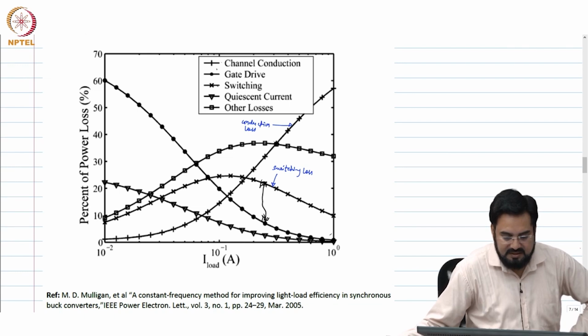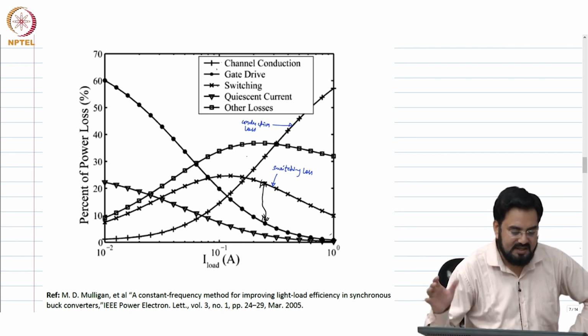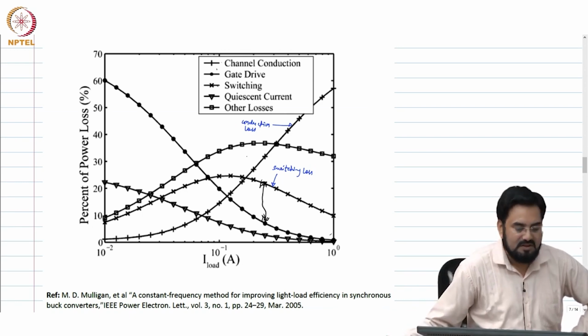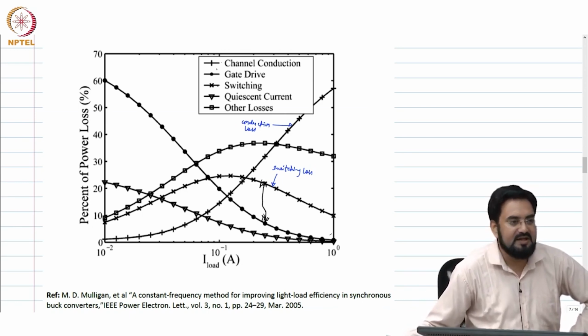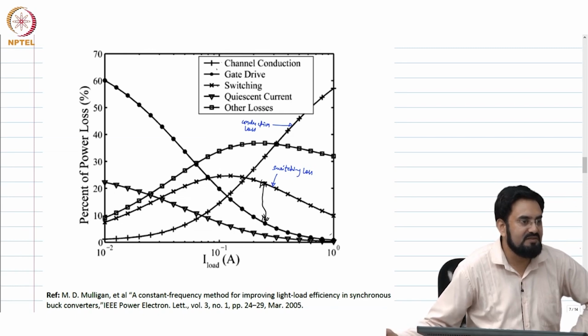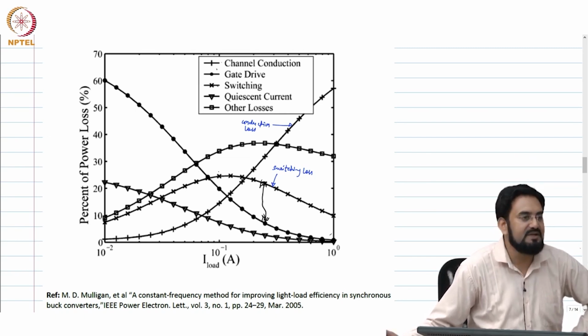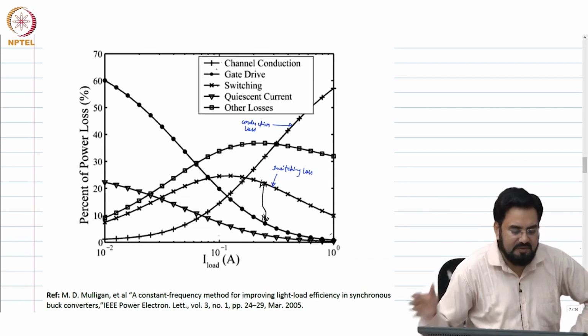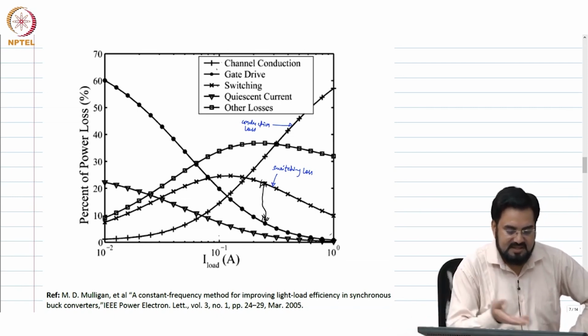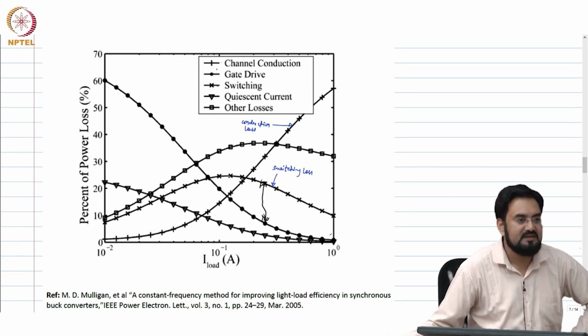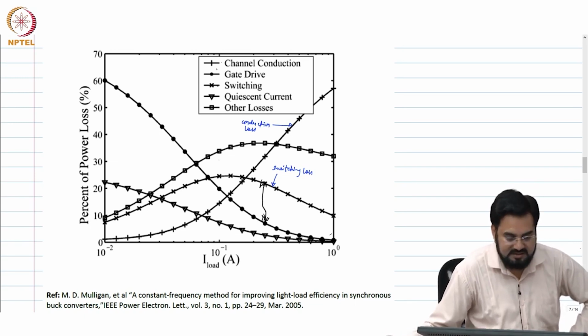Okay. Then somewhere in the mid load, let us say 100 milliamp or so, your conduction loss may not be that dominant, because the I square factor will be less, but your switching loss may start dominating there. So you see here switching loss is peaking closer to 100 milliamp, and this is for one particular design. Different designs may have this peak at different current.